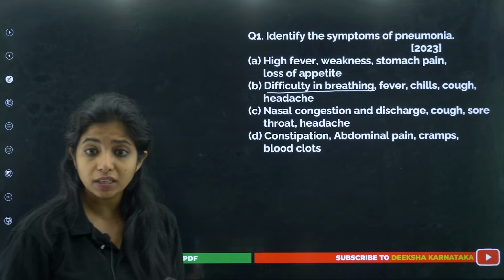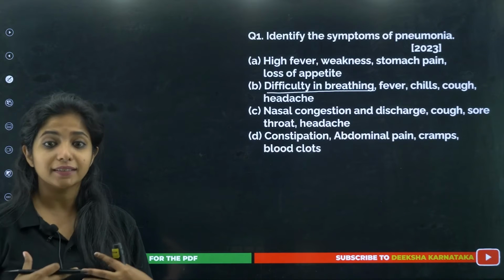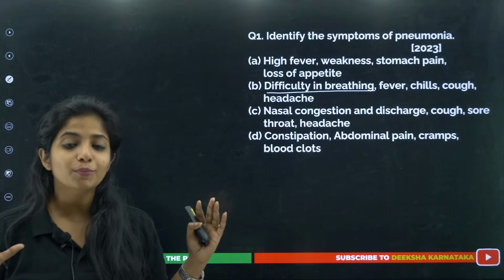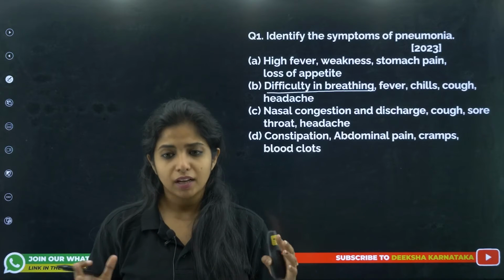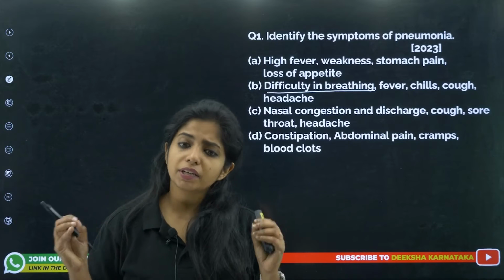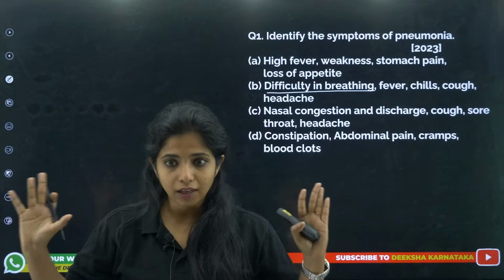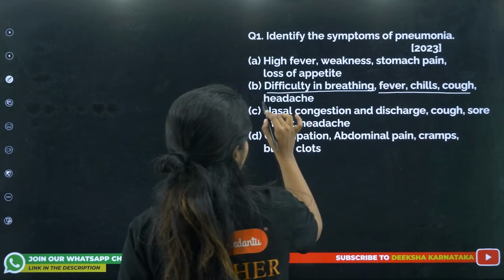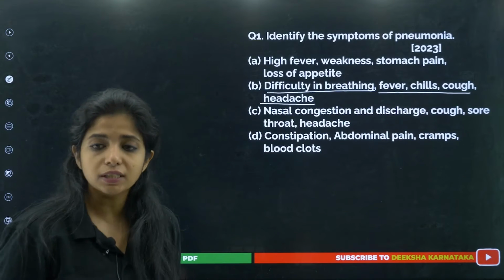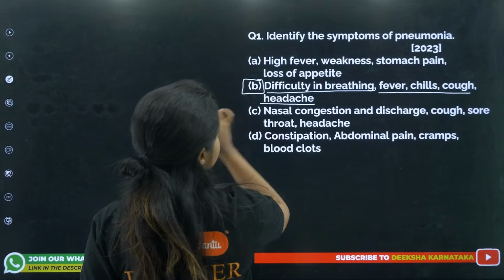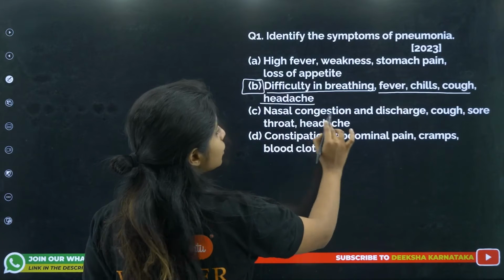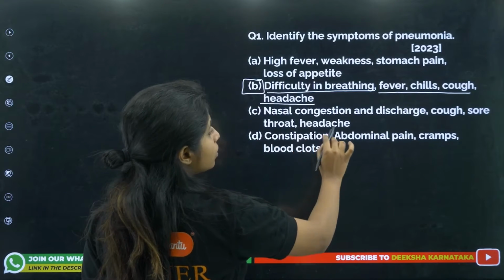Apart from that, obviously your body is suffering from an infection that is caused by bacteria. Pneumonia in your book is caused by bacteria, two types of bacteria are given over here, but it is caused by viruses also, understand that fact. Anyways, you will get fever, chills, cough, headache. These are all symptoms of pneumonia. This came in 2023. High fever, weakness, stomach pain is not there. Nasal congestion and discharge, cough, sore throat and headache.